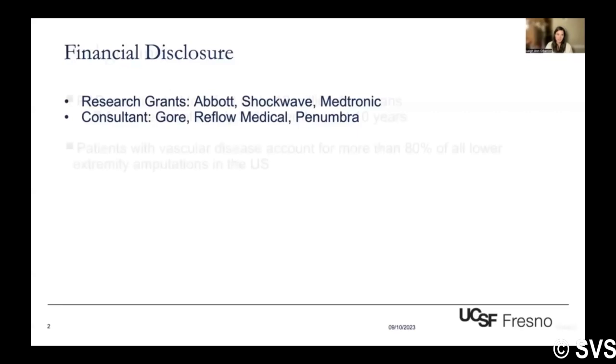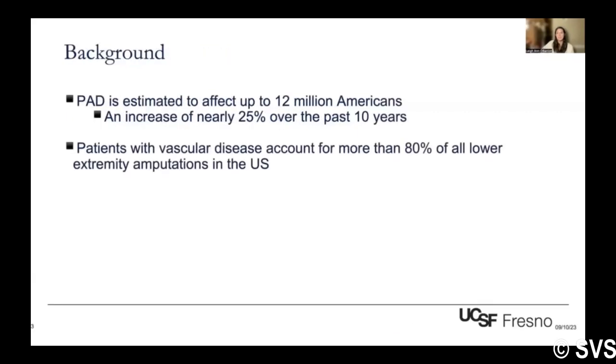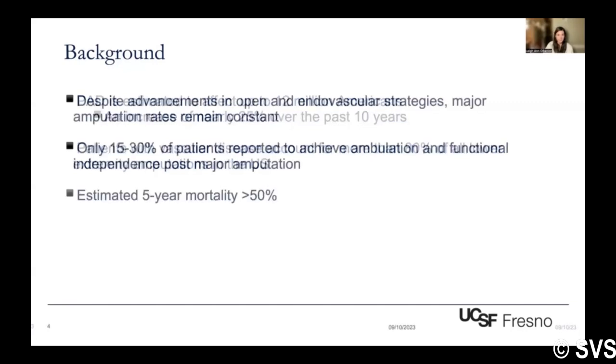PAD is estimated to affect up to 12 million Americans, which is an increase of nearly 25% over the past 10 years. And patients with vascular disease account for more than 80% of all of the lower extremity amputations in the US. What this tells us is that we're facing an epidemic of patients with limb loss, and we need to find out how we can optimize their outcome and how we can get them living a better quality of life and ambulating with functional independence.